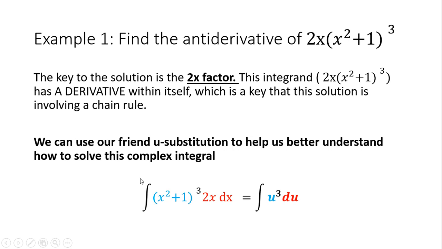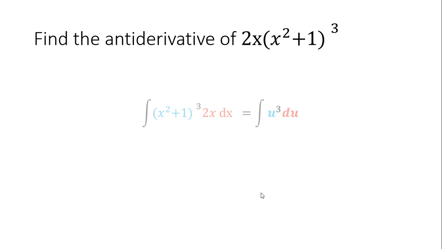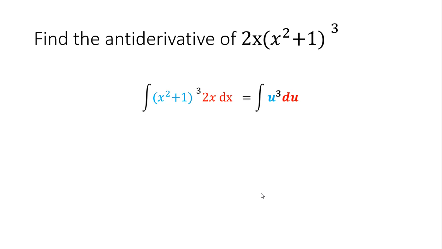I have this integral of x squared plus 1 to the third power times 2x with respect to dx. That's going to be equal to u to the cube du, and we'll go through how that is set up in the next slide. Here is what we had on the last slide, where u is equal to x squared plus 1.